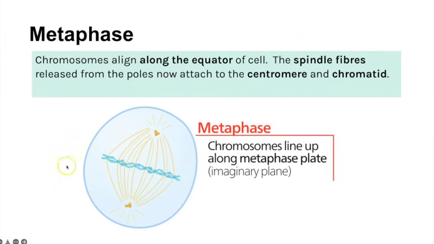In metaphase, we can see that the chromosomes will then line up in single file along the equator, and the spindle fibres are released from those centrioles at the poles, and they'll attach to the centromere and also the chromatids.